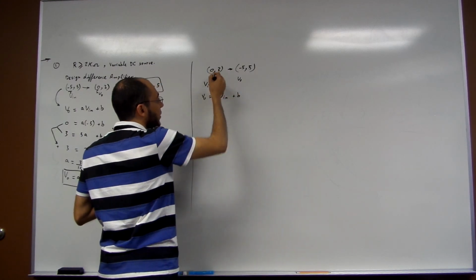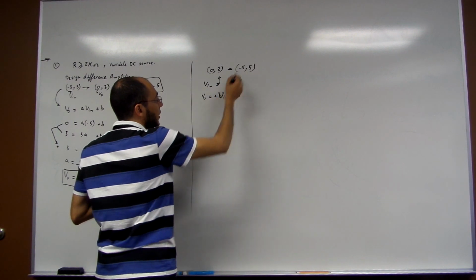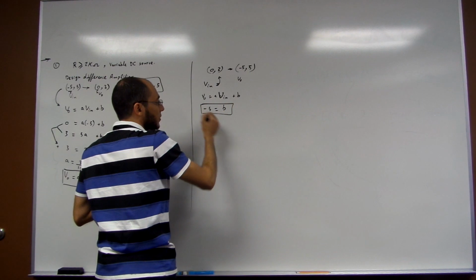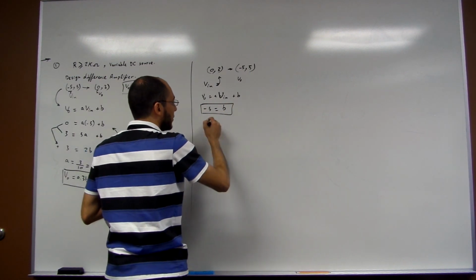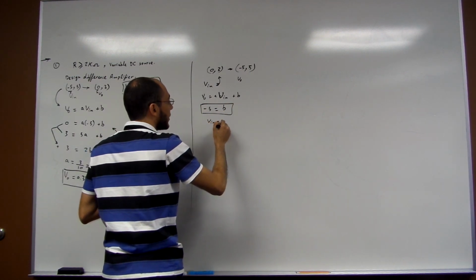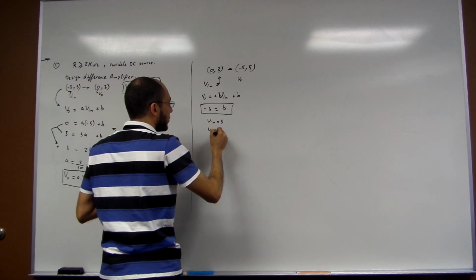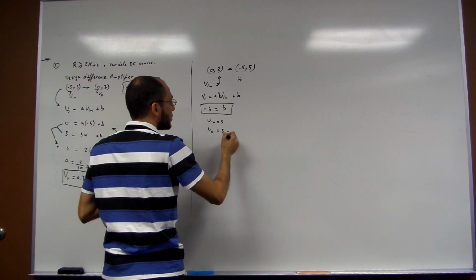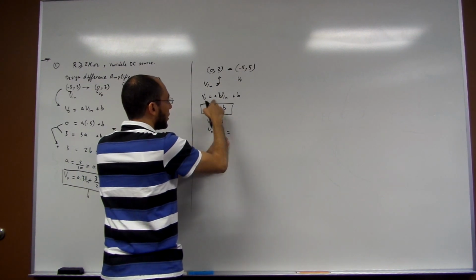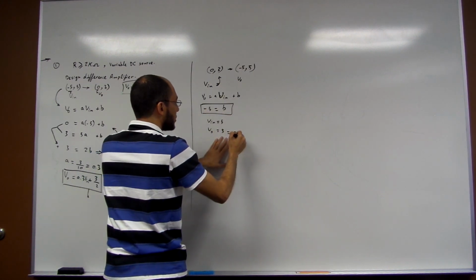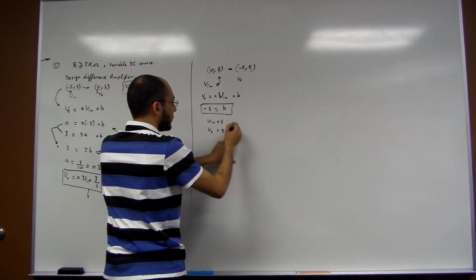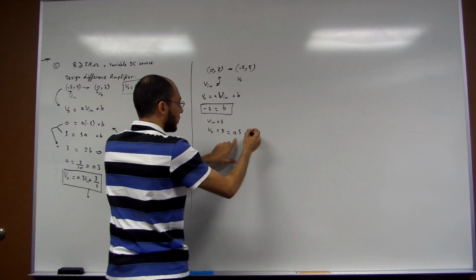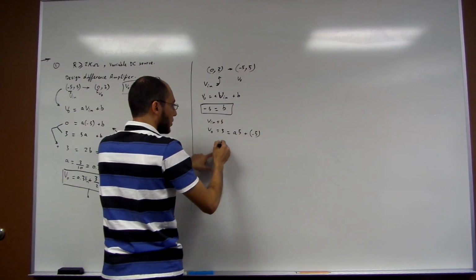When V in is 0, V out is negative 5, so that's the value of B. And when V in is 5, V out equals 3, which is equal to 5A plus B. What is B? Negative 5. Okay, so then you do the math.